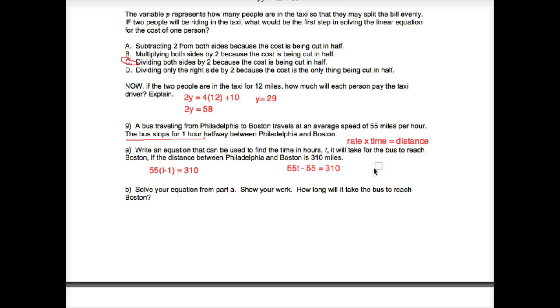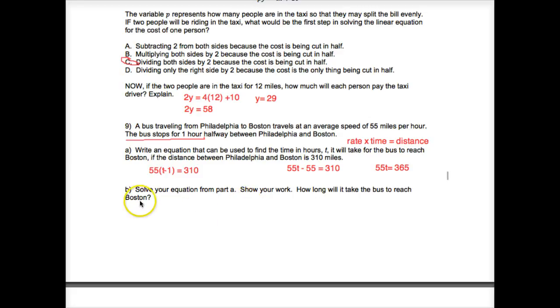It would also be fine, I did see this one, some people that had 55t equals, and then they added the 55 to the other side and got 365. So if you had one of these, that would be what I mean by "or equivalent." So that would be fine.